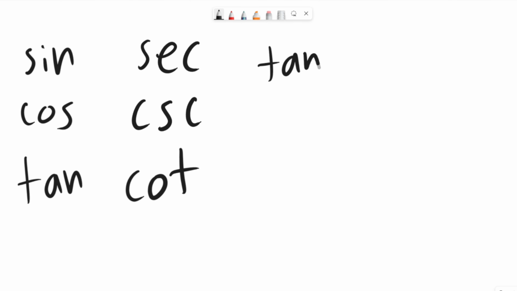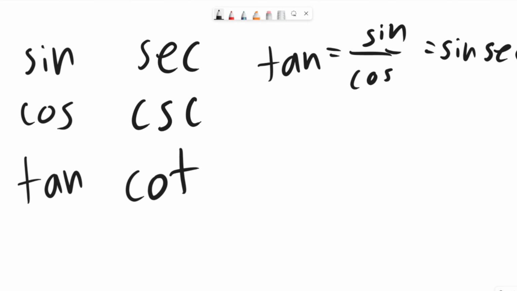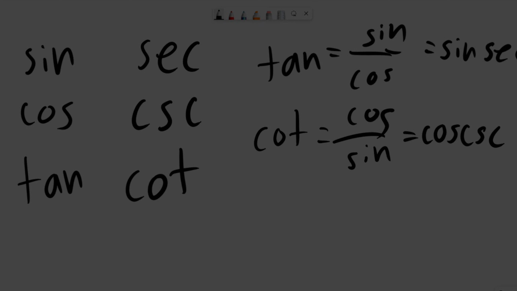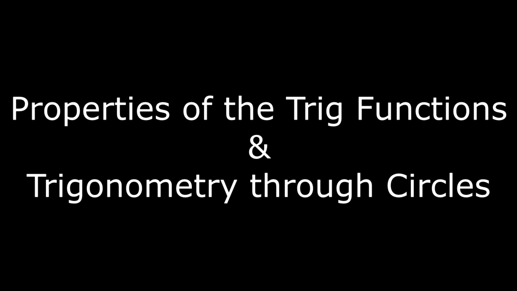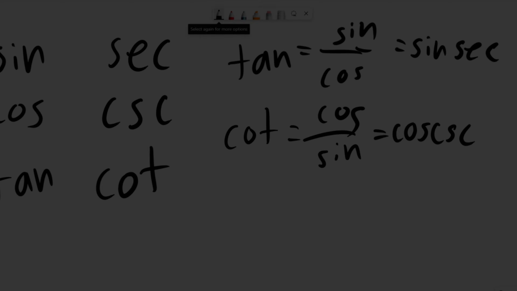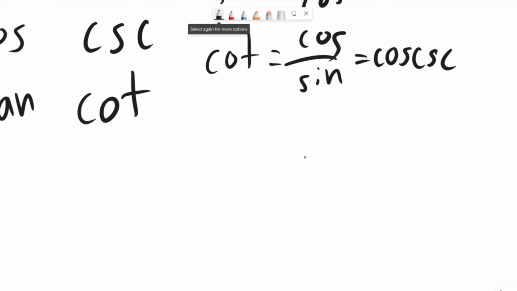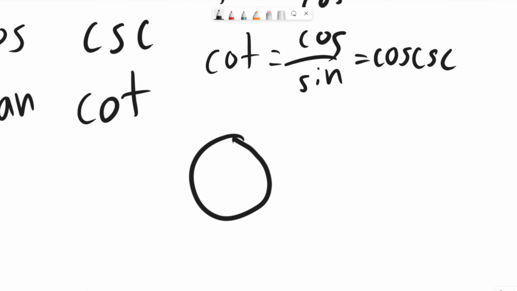This also means something like tangent, which I called sine divided by cosine, can also be written as sine times secant, and that also means that cotangent can be written instead as cosine times cosecant. Now there's a lot of properties for these functions, but the most important that I will highlight comes from thinking away from triangles, instead in terms of circles.